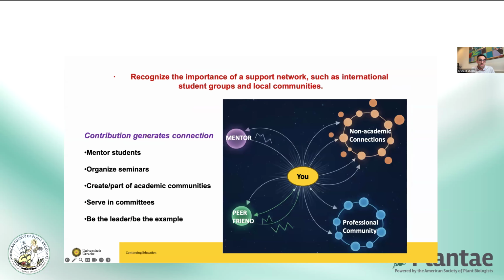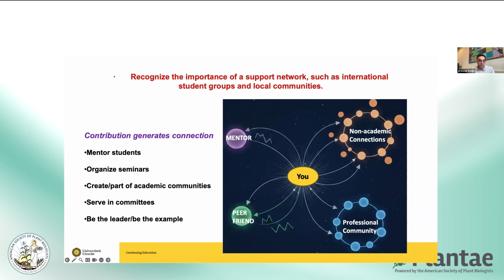Finally, what is the importance of recognizing the support networks, such as international student groups and local communities? I would say, as the speaker before me said, you organize things yourself, which was actually a way out. So this is my message here as well.